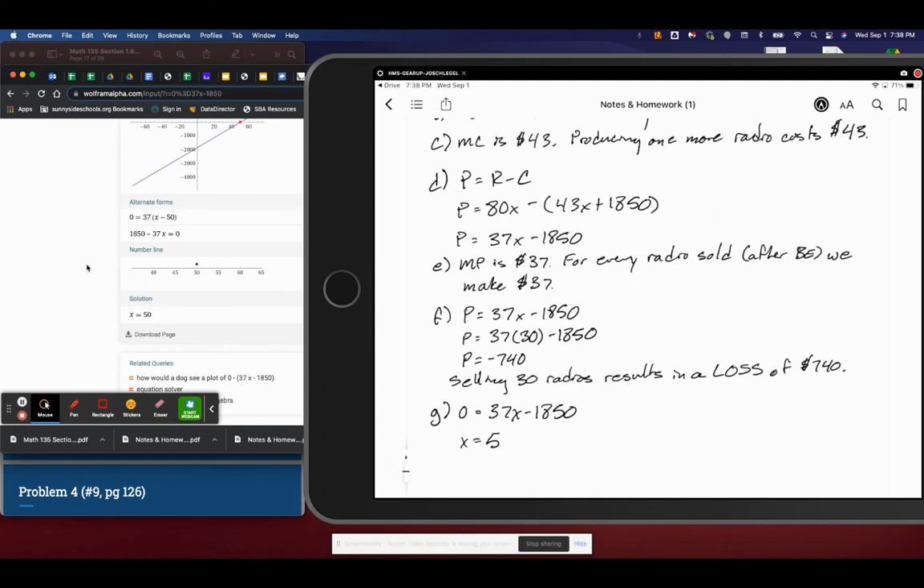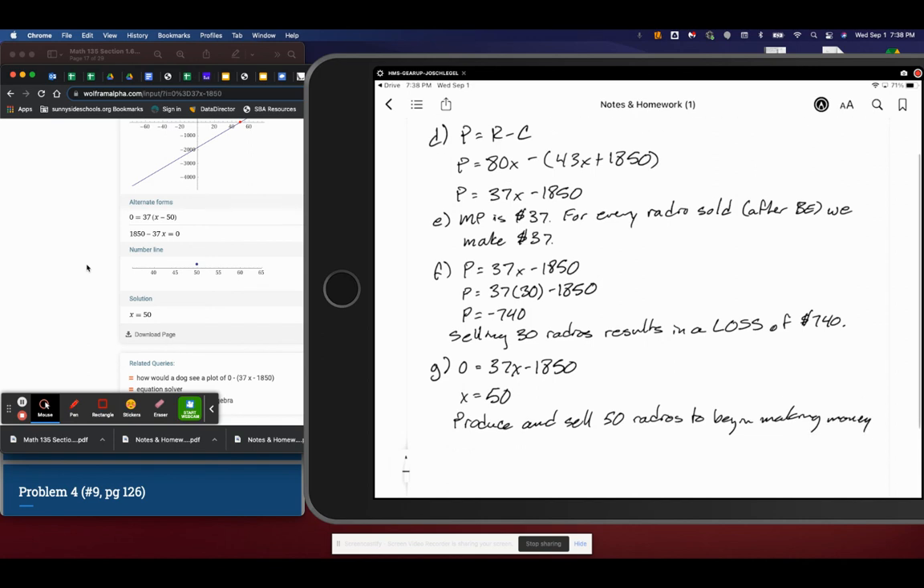So again, x is equal to 50, produce and sell 50 radios to begin making money. Put differently, to pass the break-even point. Okay, there is number 2.